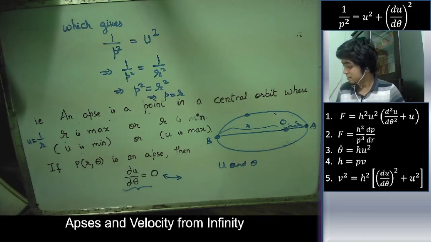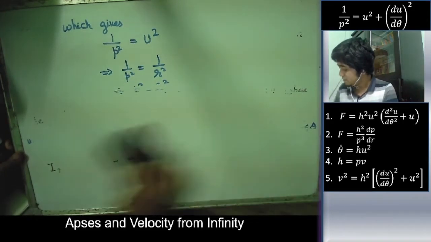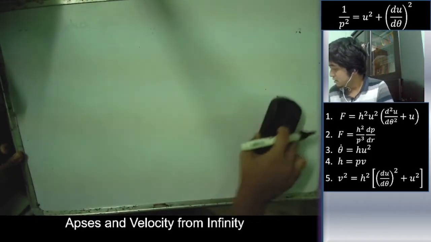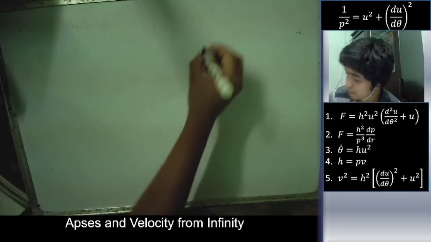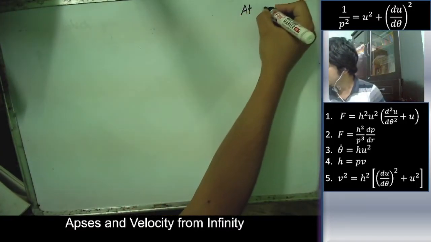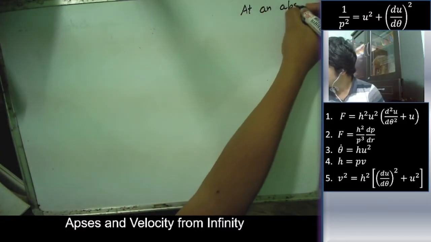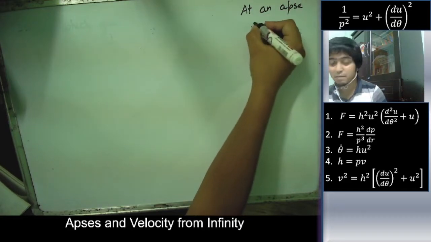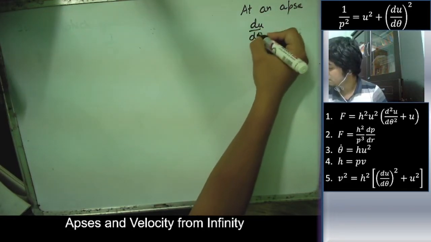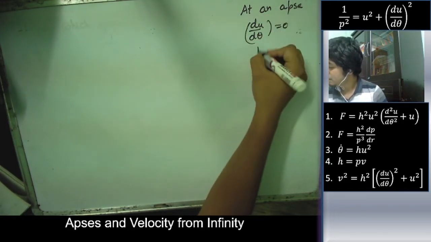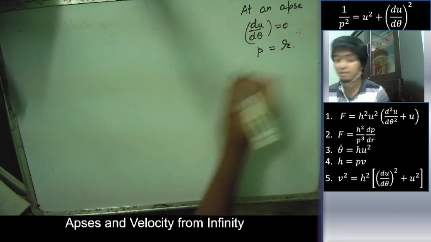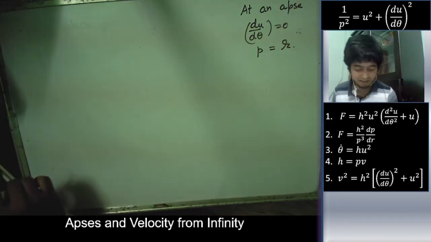After doing this, now we will define some other terms. Just remember these two things first, at the apse. These are the things that you really need to remember. du/dθ equal to 0 and p will be equal to r at the apse.